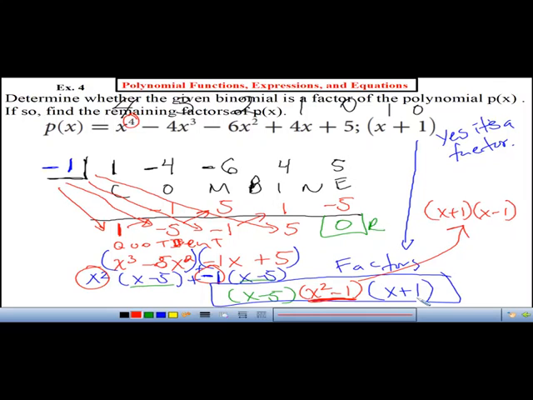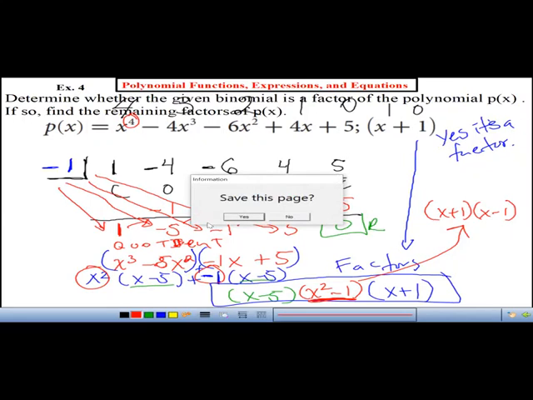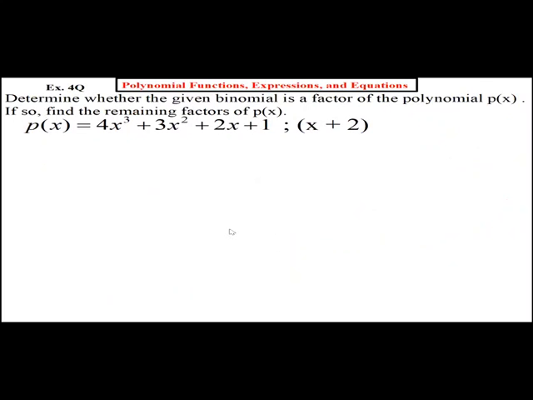So let me ask you, if we have 0 remainder, then this is a factor. So what if we get a remainder being other than 0? What would you say? That this is not a factor. That is correct. So let's see. Last one, copy this one. Example 4Q.